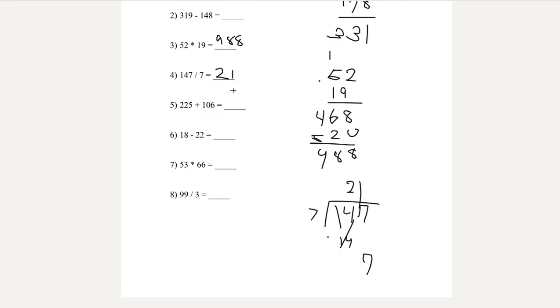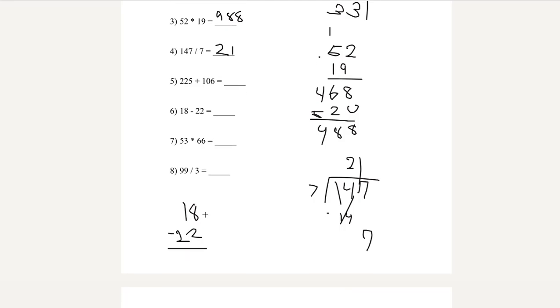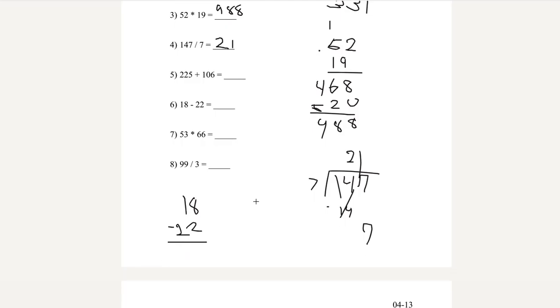And let's finish off the arithmetic review with some subtraction. We have 18 minus 22. Since the 18 is smaller than 22, it's going to be a negative number, and so let's just do 22 minus 18. It should give us 4, and since it's bigger, it's negative 4.